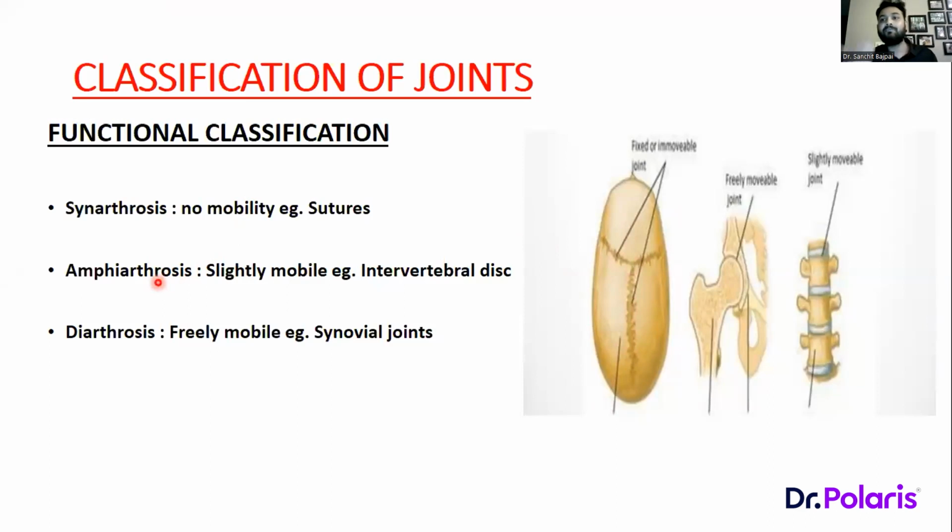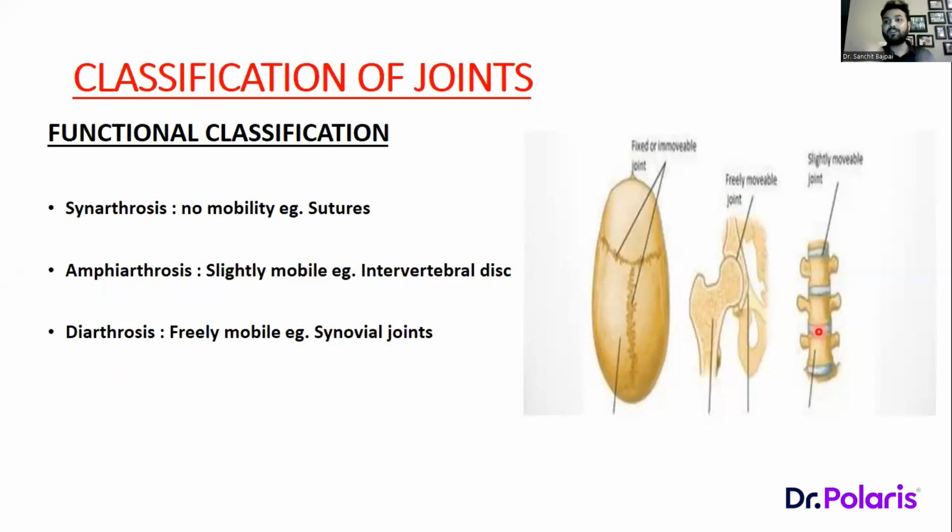Now we come to the second type of functional classification. That means their mobility is there, but they are slightly mobile. Now, how is that slight mobility going to happen? See an example, just like your intervertebral disc. Now, these are your two vertebrae, right? And between the two vertebrae, there is a small disc that is called the intervertebral disc.